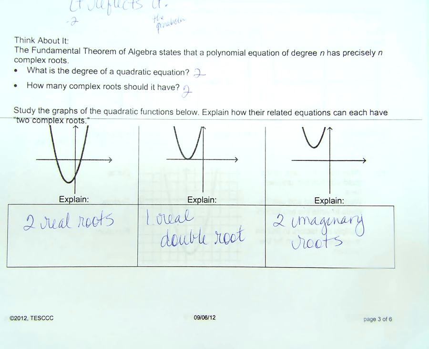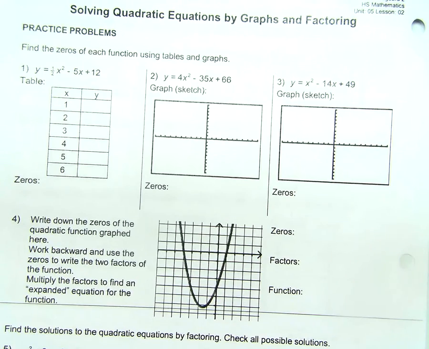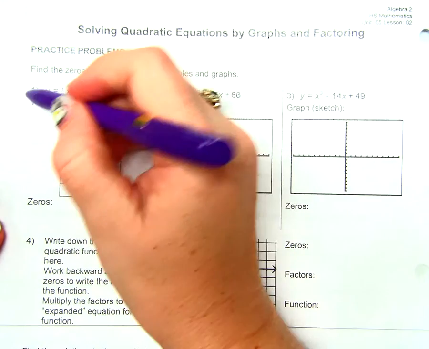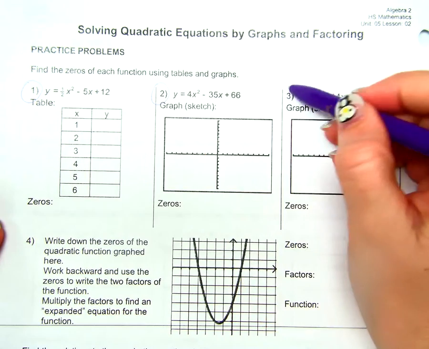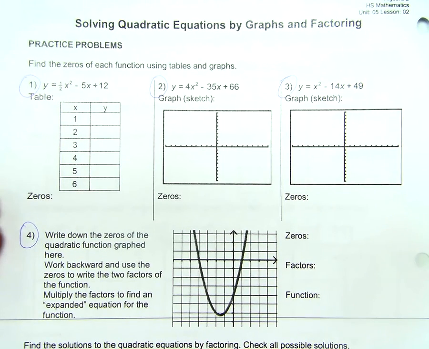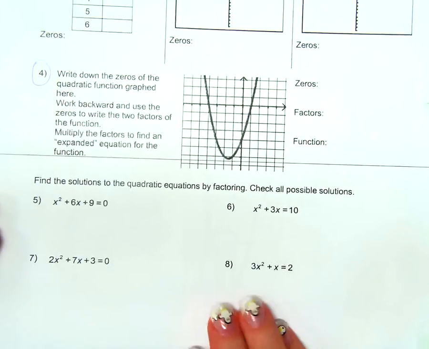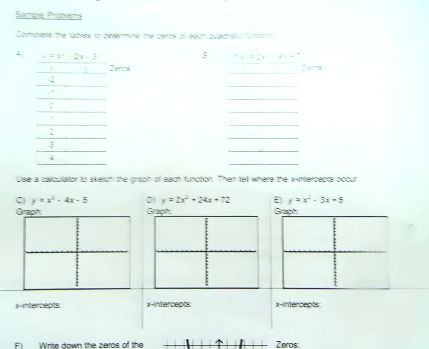Okay. Before I get too far, please turn to the very back, to the practice problems. Your homework for tonight is going to be 1, 2, 3, and 4. Guess what we're going to do for homework tomorrow night? Dun, dun, dun. Go back to the sample problems. I'd like to take you through some sample problems real quick while we still have time.